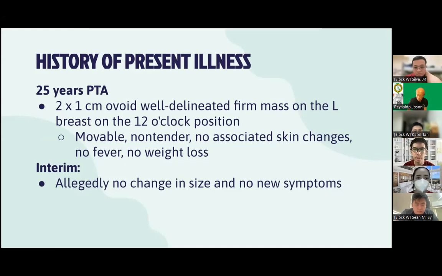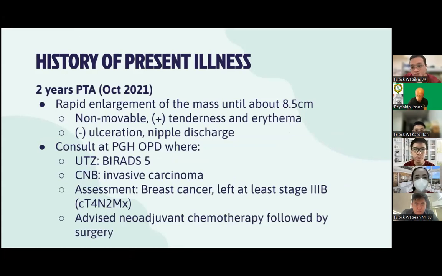And in the interim, allegedly, there was no change in size and no new symptoms. Until 2 years prior to admission, there was rapid enlargement of the mass until about 8.5 centimeters. At this point, she said the mass was non-movable, was tender, and there was a slight erythema over the mass on the skin. But there was no ulceration or nipple discharge.